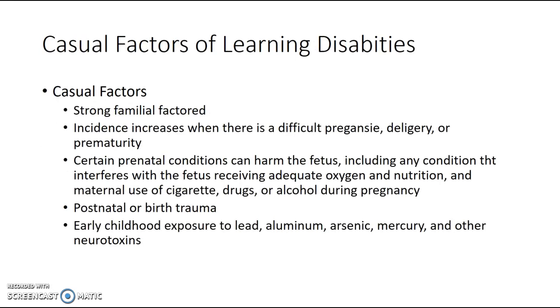There are some causal factors of learning disabilities. There could be a strong familial factor, so there could be strong family genetics of learning disabilities being passed down to the offspring. There could be an increased incidence where there was a difficult pregnancy, delivery, or prematurity. There are certain prenatal conditions that can harm the fetus, including a condition that interferes with the fetus receiving adequate oxygen, nutrition, and maternal use of cigarettes, drugs, or alcohol during pregnancy. There could have been a postnatal or birth trauma, or early childhood exposure to lead, aluminum, arsenic, mercury, and other neurotoxins.